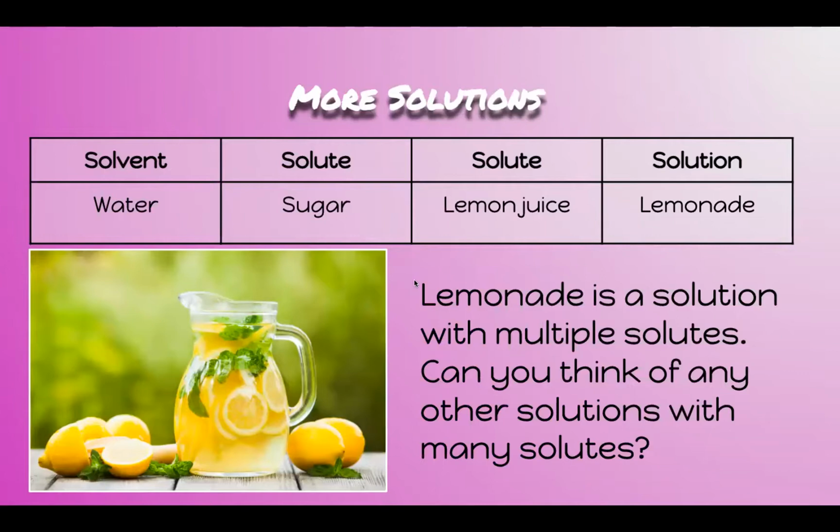So there's some more solutions, and lemonade is a solution with multiple solutes. Can you think of any other solutions with many solutes? So we have water, sugar, lemon juice, and that makes lemonade. Earlier I made a coffee. I put the coffee through the filter with the water, then I added creamer, then I added sugar. So that is a big solution. I stirred it right up.